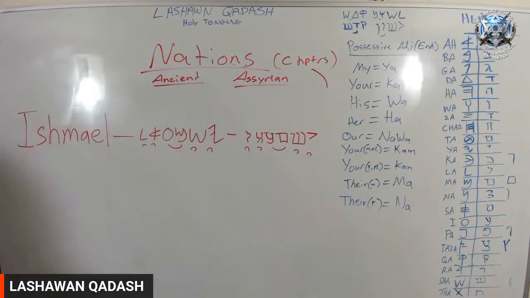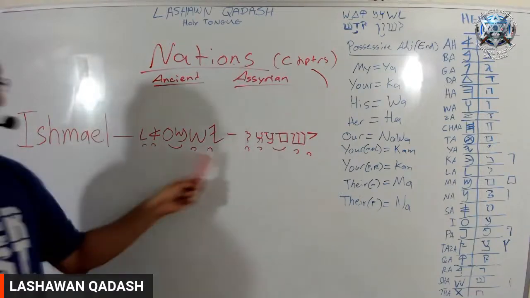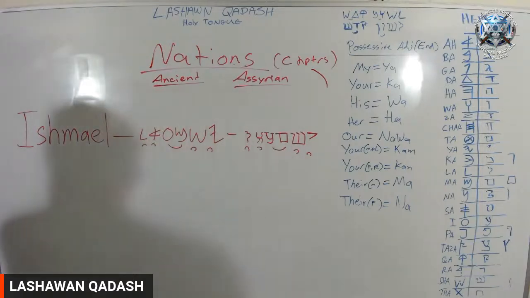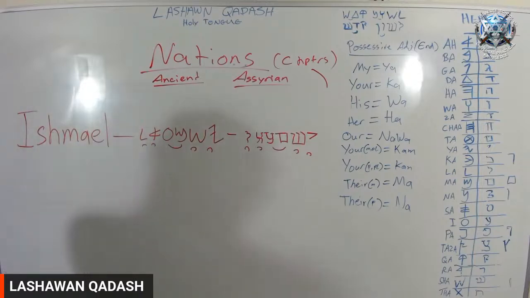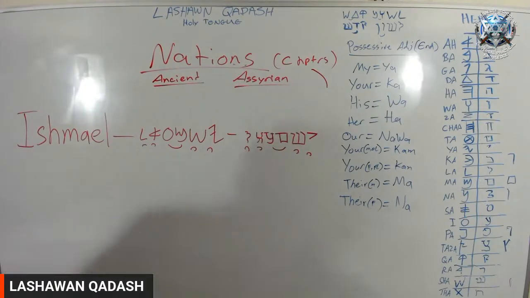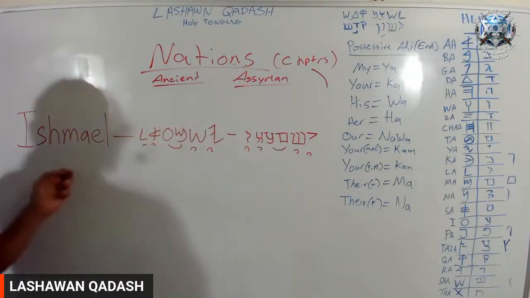Now, how do we pronounce Ishmael in the ancient Hebrew? So put them together. So it's, because these are connected, Yashamai Allah. Yashamai Allah.